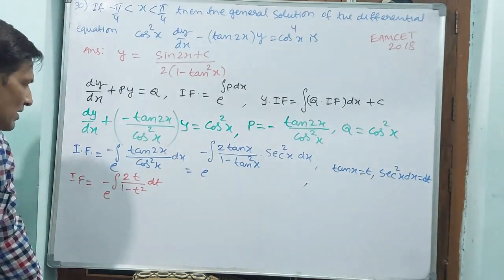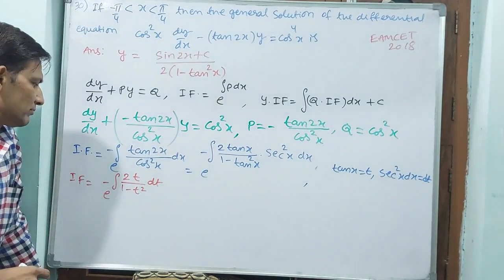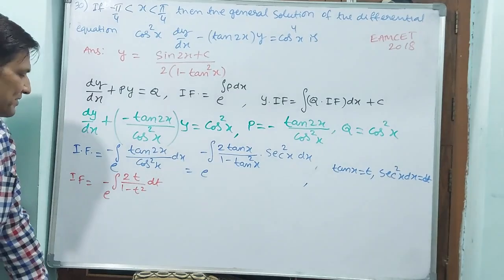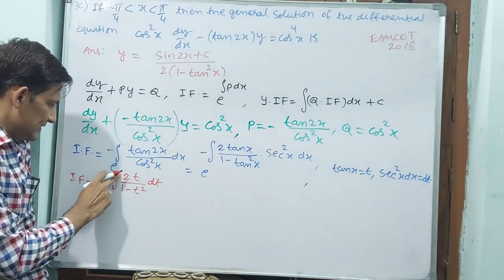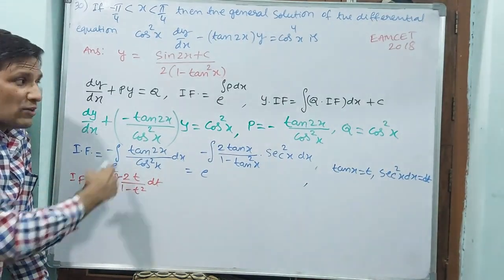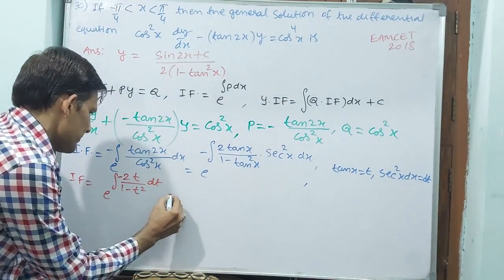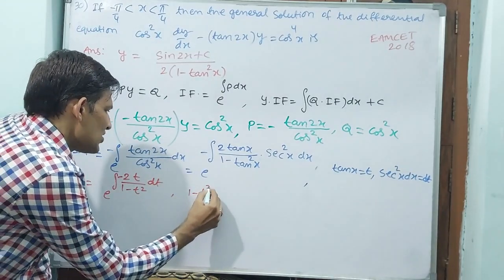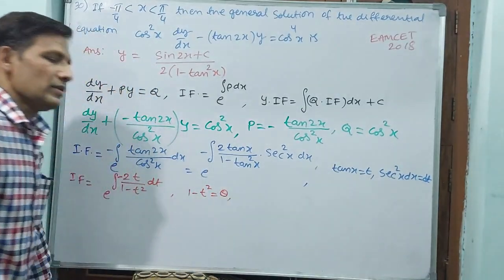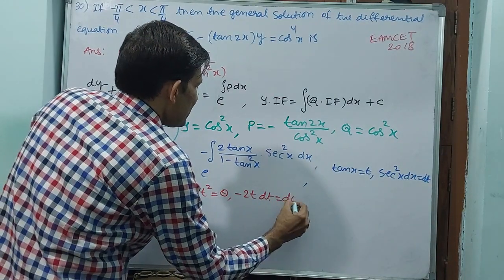Now again, what you can do? Again you see, partial fractions you can do, or else direct also you can do. Why? Because see this minus, shall I send it inside? Now we have already taken t, so this time we don't take t. We take v, or z. You see what I am doing? I am taking 1 minus t square equal to v, or I will take theta. See, minus 2t dt is equal to d theta.